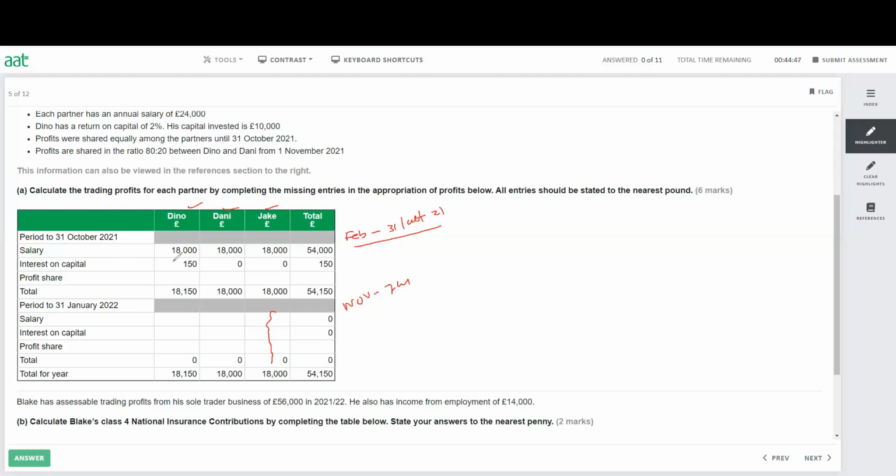So let's have a look. Salary is already given, interest on capital already given, profit share. So how much was the profit you need to look at, and you need to split the profit. Now obviously we need to find out the total profit, and we need to look at how much is the period here. So February to October. How many months do we have here? February, March, April, May, June, July, August, September, October. So 9 months.